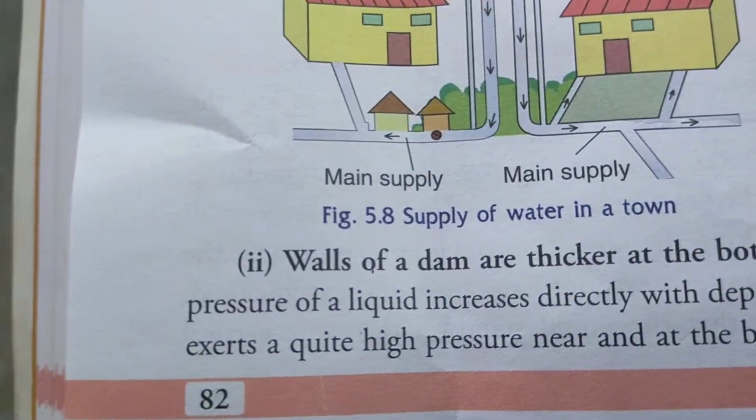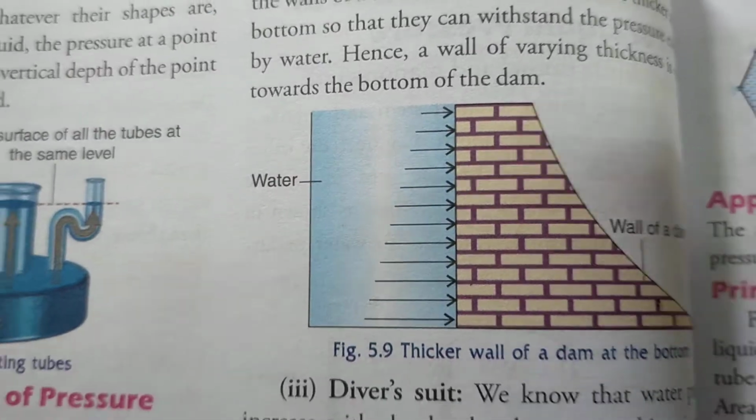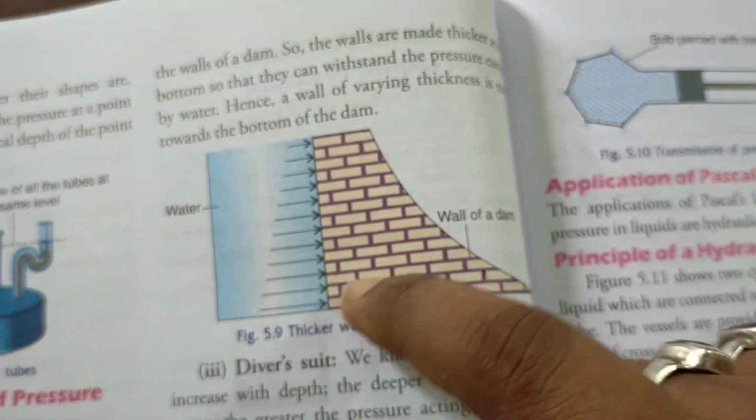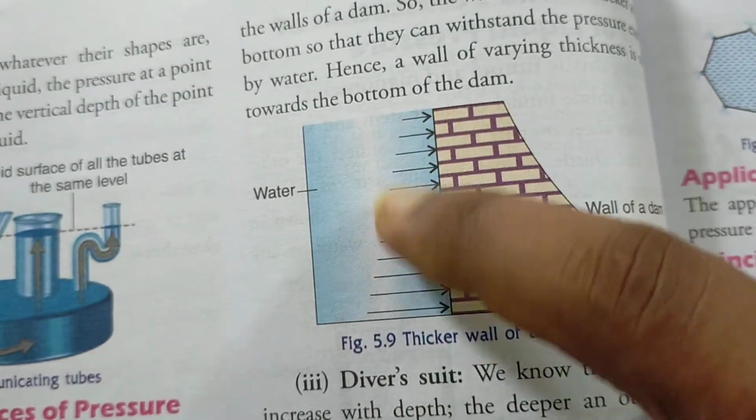So this one I have already explained. Walls of a dam are thicker at the bottom. So you see at the bottom it is thicker because the liquid pressure is more at the bottom.